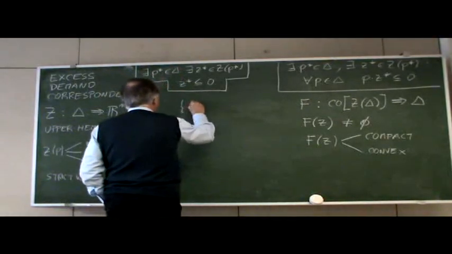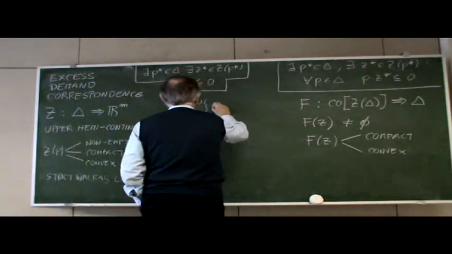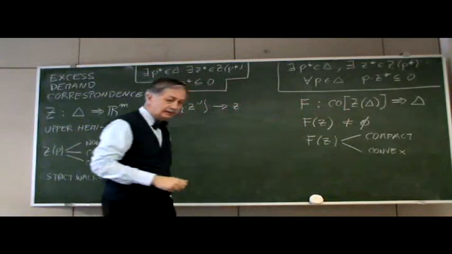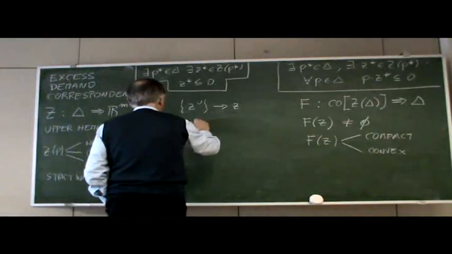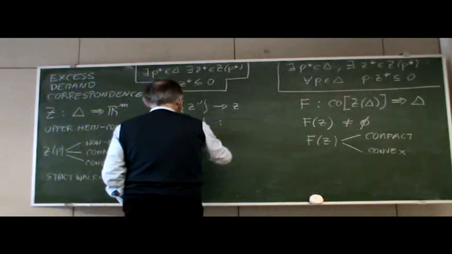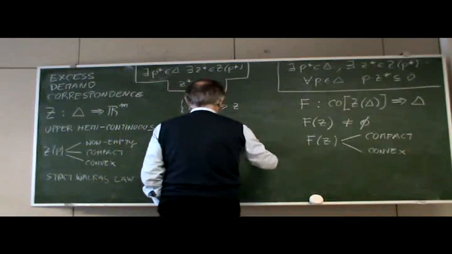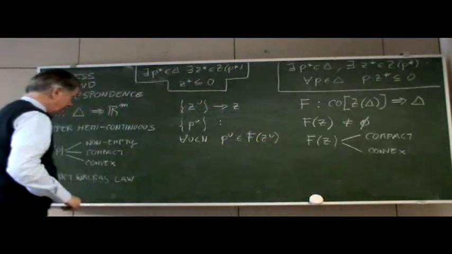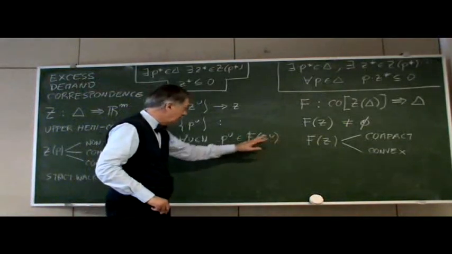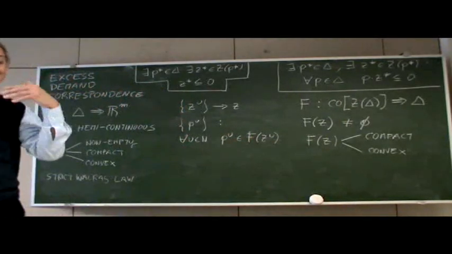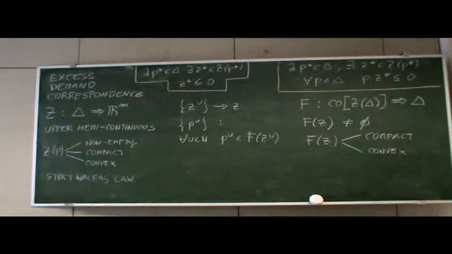Take any sequence z_n of excess demand vectors in this set, which converges to a certain z also in this set. And take a sequence of price systems p_n in delta such that for every n in N, p_n belongs to f of z_n. In other terms, for every vector z_n, p_n is a price vector which maximizes the value of z_n, according to our definition of the correspondence f. Is it clear?